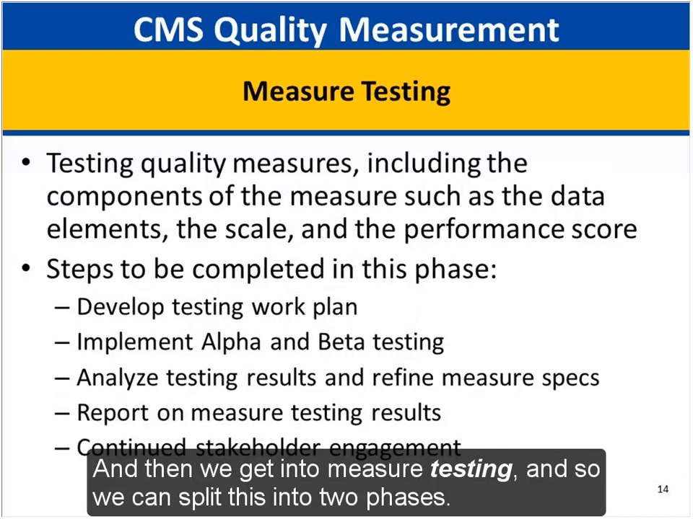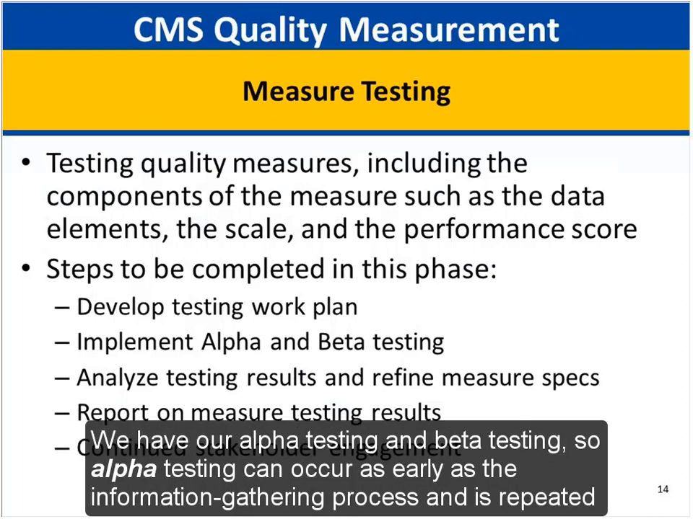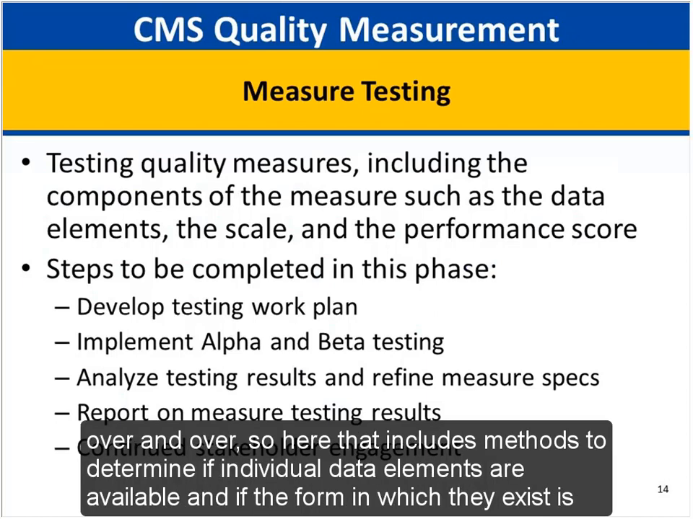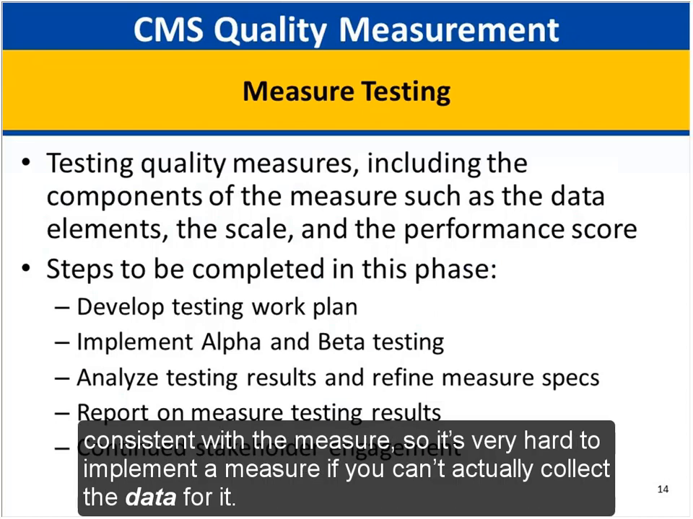And then we get into measure testing. So we can split this into two phases. We have our alpha testing and beta testing. So alpha testing can occur as early as the information gathering process and is repeated over and over. So here, that includes methods to determine if individual data elements are available and if the form in which they exist is consistent with the measure. So it's very hard to implement a measure if you can't actually collect the data for it.